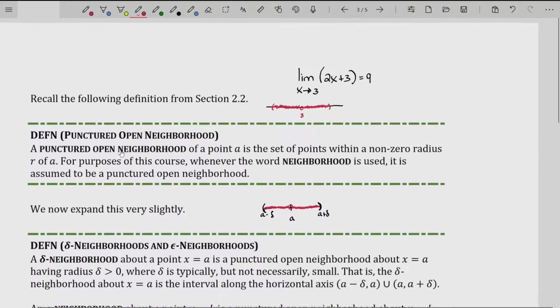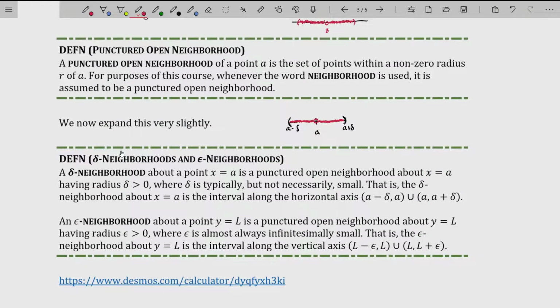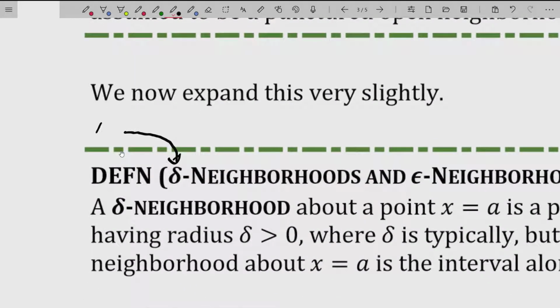And most people are pretty okay with that. Now I'm going to move into the last two definitions right here. These last two definitions, at least on this page, are really just language conventions in mathematics. A delta and an epsilon neighborhood. Essentially, a delta neighborhood is a punctured open neighborhood centered at some point on the x-axis.